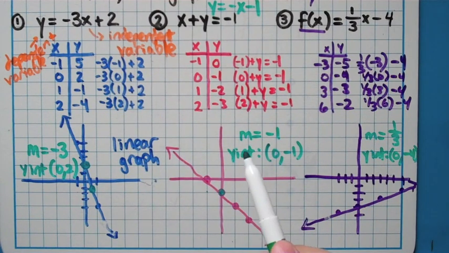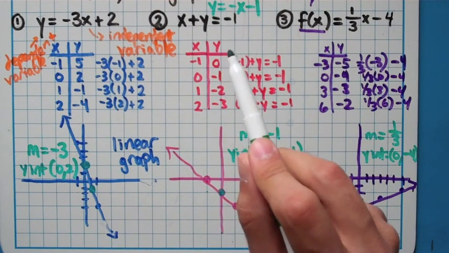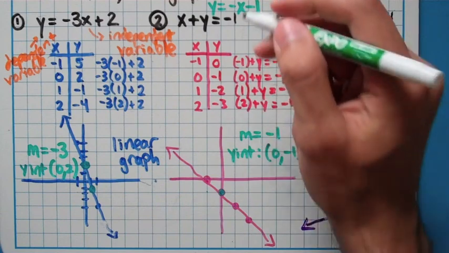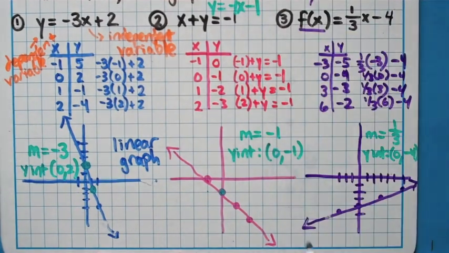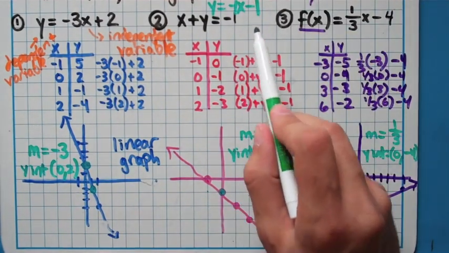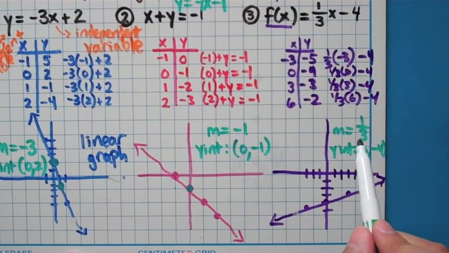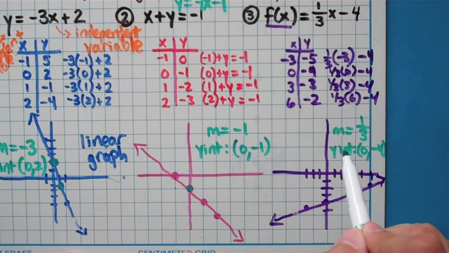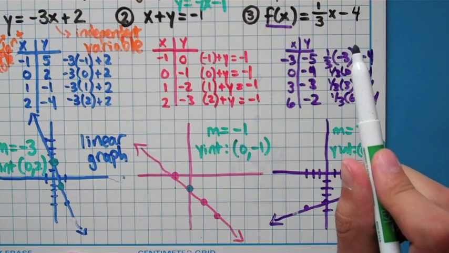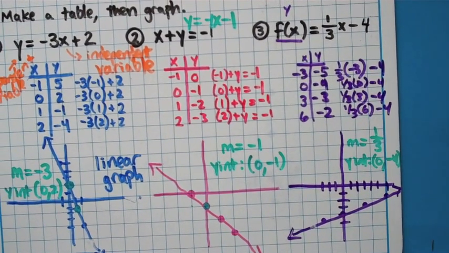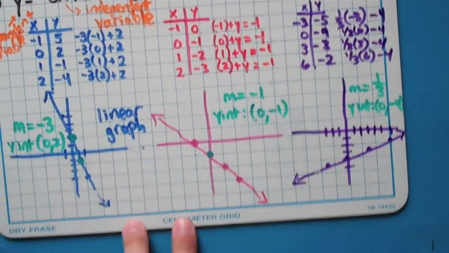Second problem, my slope was negative 1. Well, my number in front of the x there, it says negative x. You can really think of that as a negative 1x. My y-intercept 0, negative 1. There's a minus 1 right here. And on this last problem here, slope is 1/3, 1/3 right there. Y-intercept negative 4 right there. This is a huge deal. When you have an equation written like that, you don't even have to graph it.